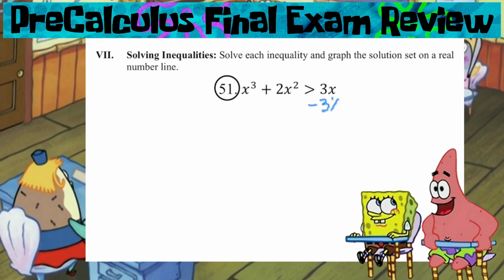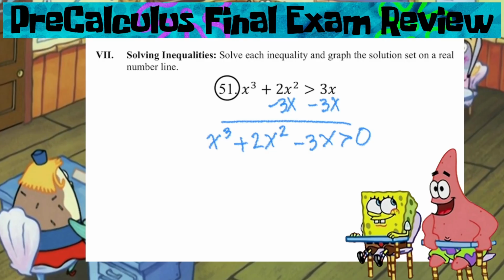So I'm going to subtract 3x on both sides because I need to get 0, and I would rather have a positive leading term. So x cubed plus, none of these are like terms, so I can't combine them, plus 2x squared minus 3x is greater than 0. Now, the first way I'm going to start factoring this is taking out a greatest common factor of x. That leaves me with x squared plus 2x minus 3.